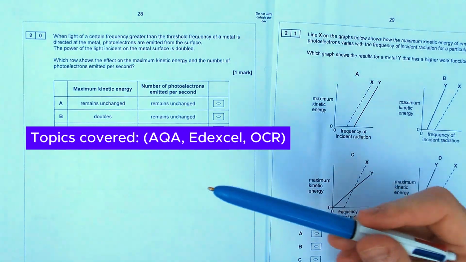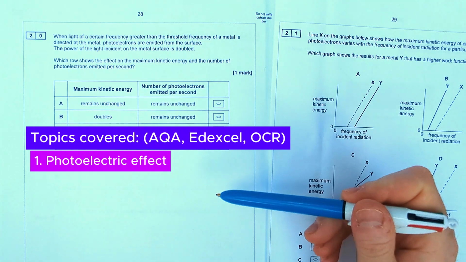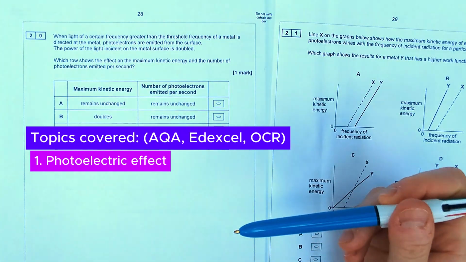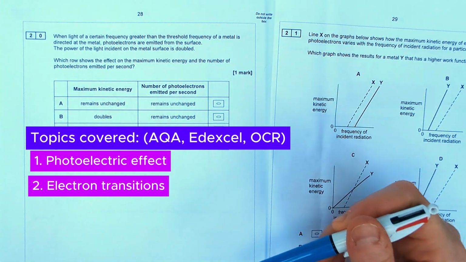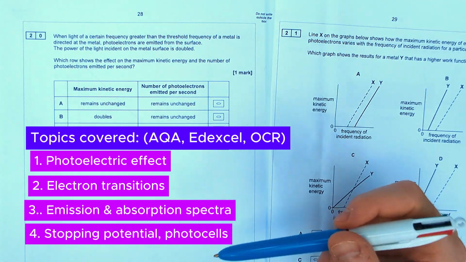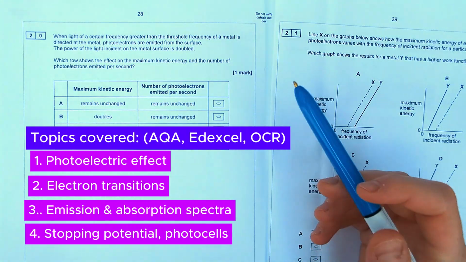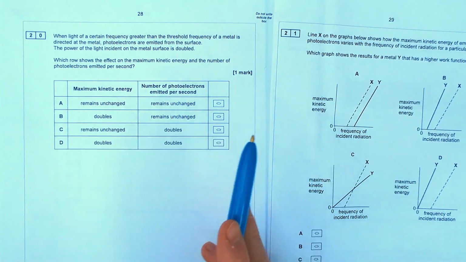This video is going to be a walkthrough of some typical exam style questions you get on the topic of quantum physics. So we're going to look at the photoelectric effect, some to do with electron transitions and emission spectra, and we're also going to have a look at some random ones that incorporate lots of different parts of quantum physics.